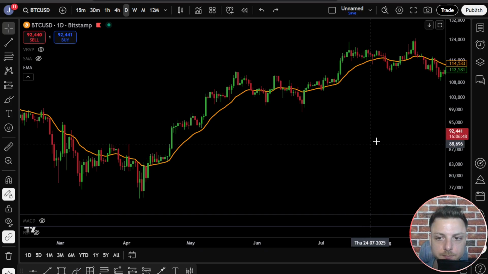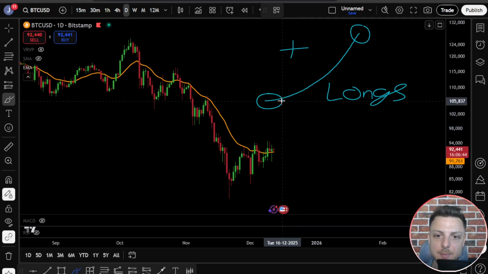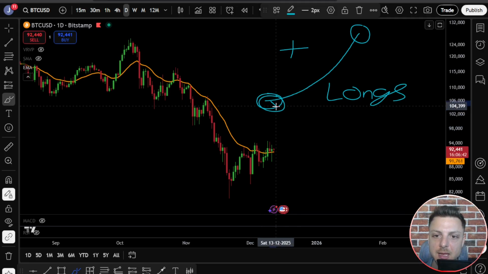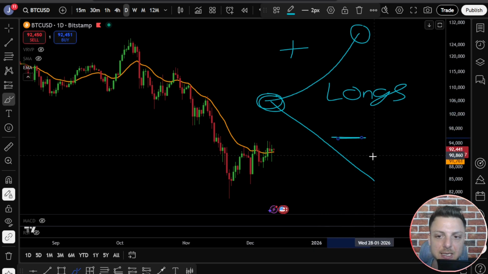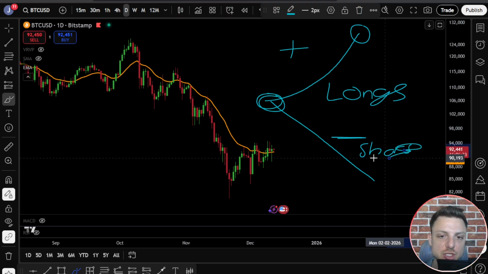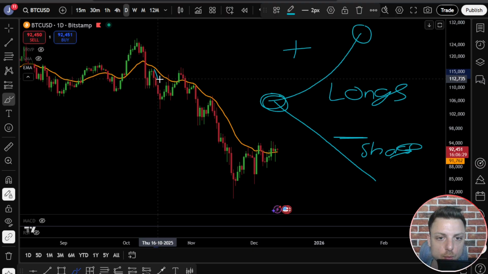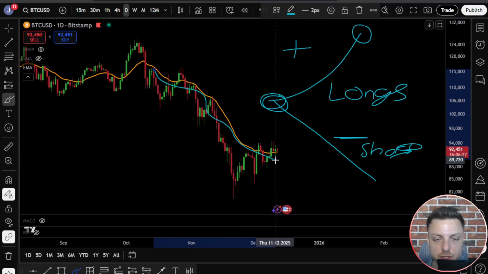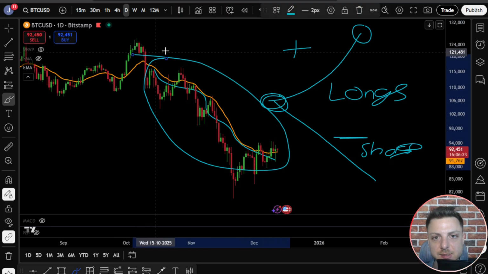Then conversely, we actually have a negative slope where the EMA starts from top left and actually moves to bottom right. Now, this is a negative slope and we only ever look for shorts. Now, you can actually see this happening right here, right before our eyes, where we have the exponential moving average with the negative slope. Only ever look for shorts in this specific range.